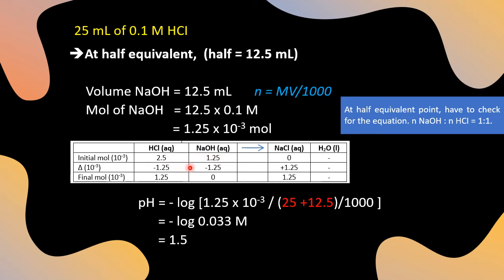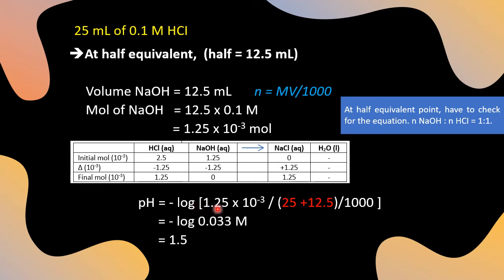So we minus 1.25, 1.25, and then here plus 1.25. So over here, HCl is referred to the concentration of H plus ion. So the pH is equal to negative log. What is the concentration now?